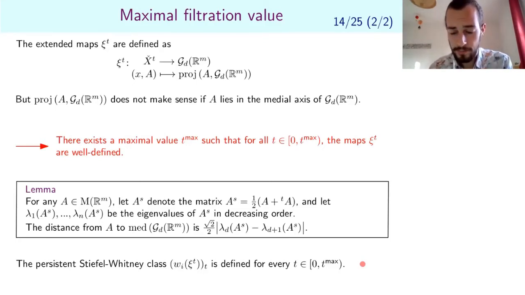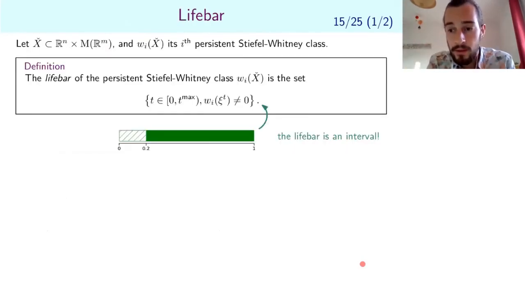In order to summarize the information given by persistent Stiefel-Whitney class, I propose this construction, the life bar. Let us denote Wi of X check the ith persistent Stiefel-Whitney class of a subset. The life bar is a set of values of T such that the ith persistent Stiefel-Whitney class at time T is non-zero.